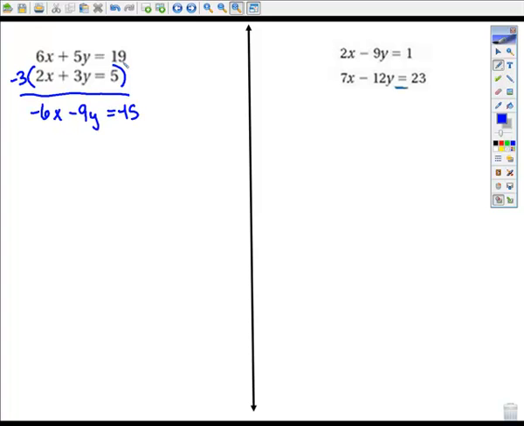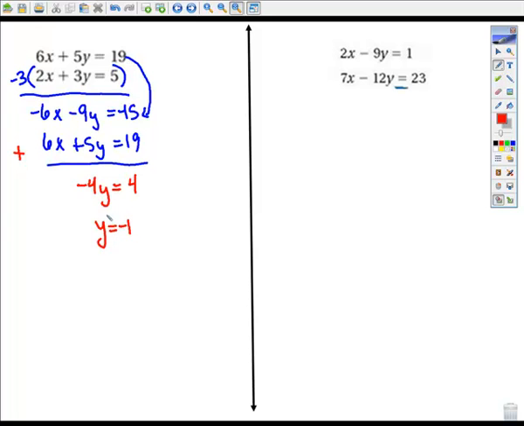Since they're not right next to each other, I'm going to go ahead and write this one down here. I have 6x plus 5y equals 19. And I did establish that they are exact opposites, so I'll add. The x's eliminate. Negative 9y plus 5y is negative 4y. Negative 15 plus 19 is 4. So y equals negative 1.